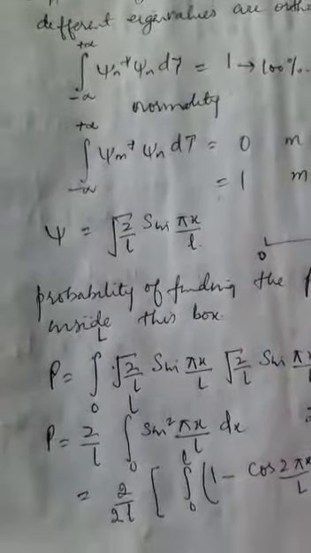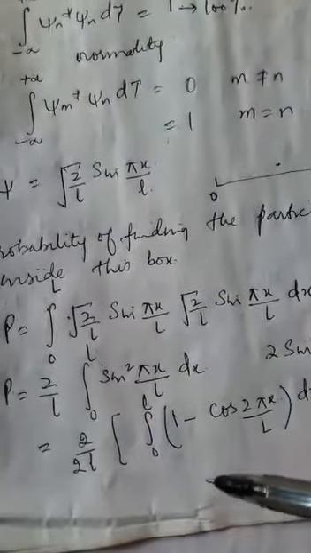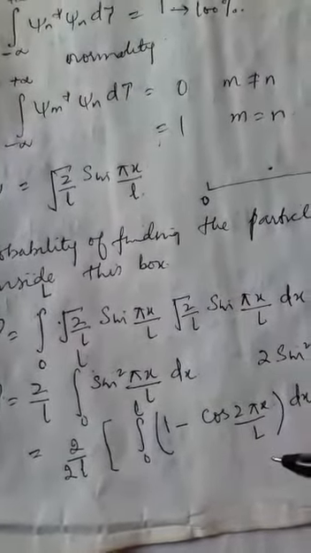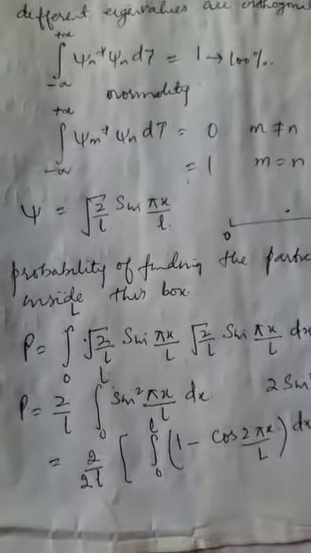Instead, if I had chosen a limit say 0 to L by 2, then you would say that this result would have changed to 50%. Our outcome should have been 1 by 2, that is 50%. So this is how we calculate the probabilities if we are given the wave functions of a given case.